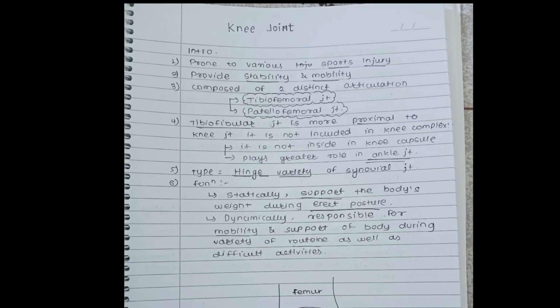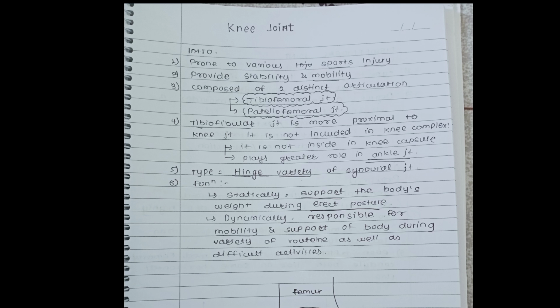Hello everyone, we have covered hip joint biomechanics in the previous video. So now we will see the knee joint biomechanics. It is a hinge variety of synovial joint and it is prone to various sports injuries. It provides stability and mobility. It is composed of mostly two distinct articulations, that is the tibiofemoral joint and the patellofemoral joint.